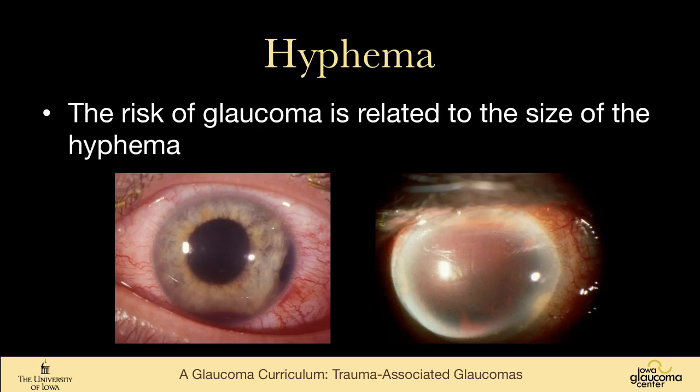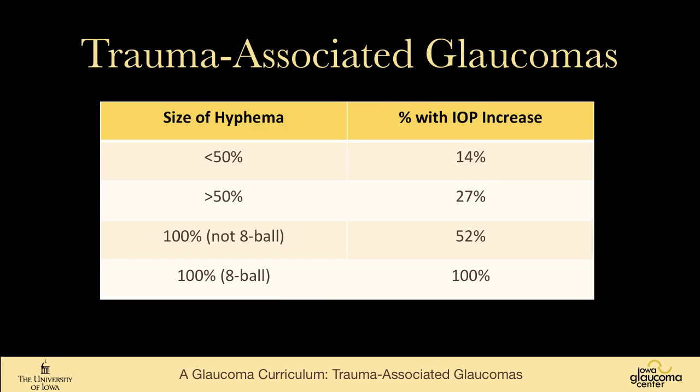So a very small hyphema with an iridodialysis here on our left and a very large hyphema on our right. And I'm not sure that the numbers are things worth memorizing, but under 50%, the risk is pretty small. Over 50%, it's about a quarter of patients. And then 100%, it's about 50-50. And then an 8-ball hyphema, which is black and basically means that there's no circulation into this hyphema, the risk is 100%.